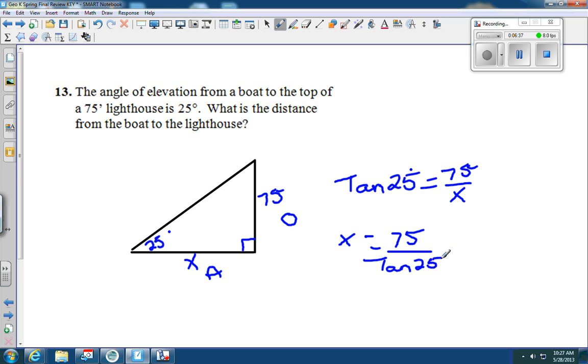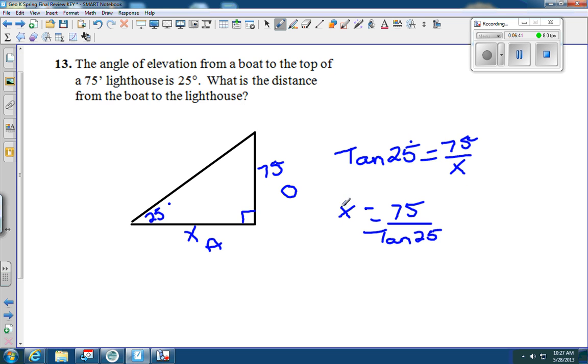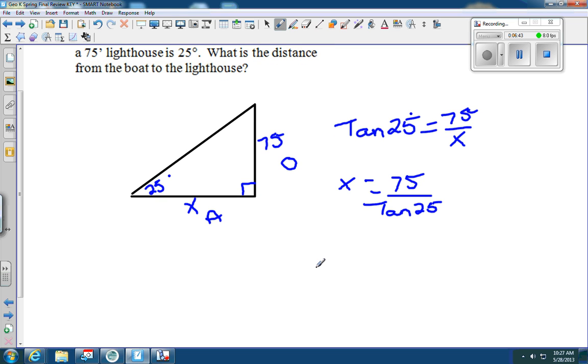Okay, so in your calculator, make sure it's in degrees mode and type that in, and you should get 160.8. So 160.8 feet away.